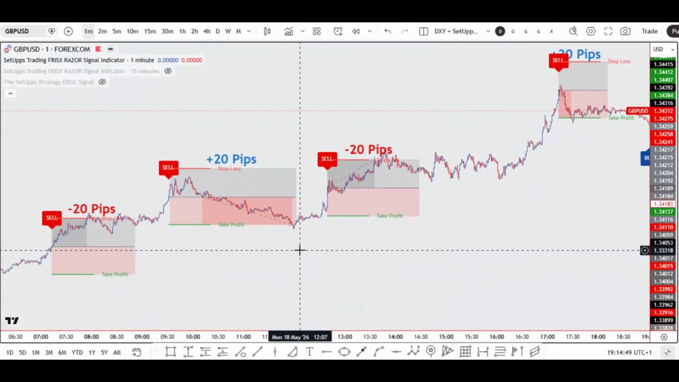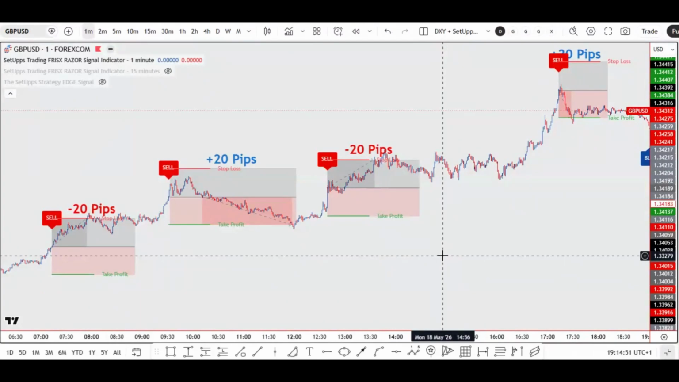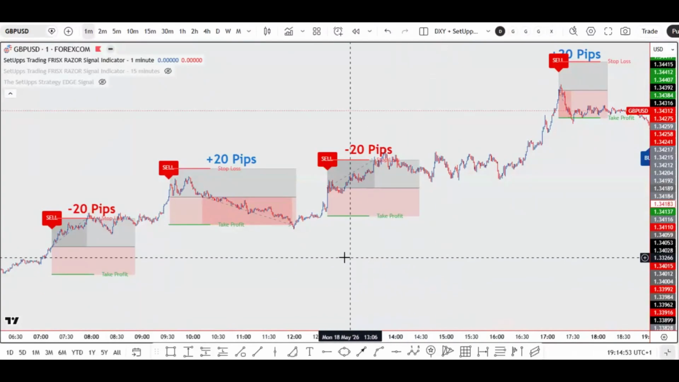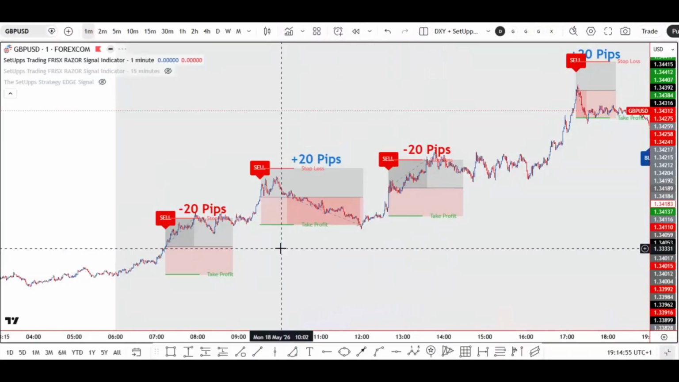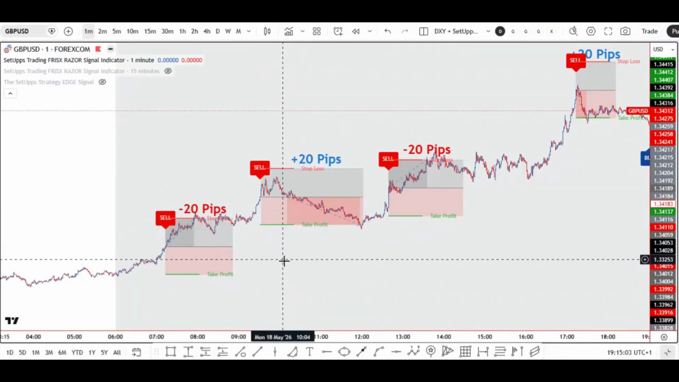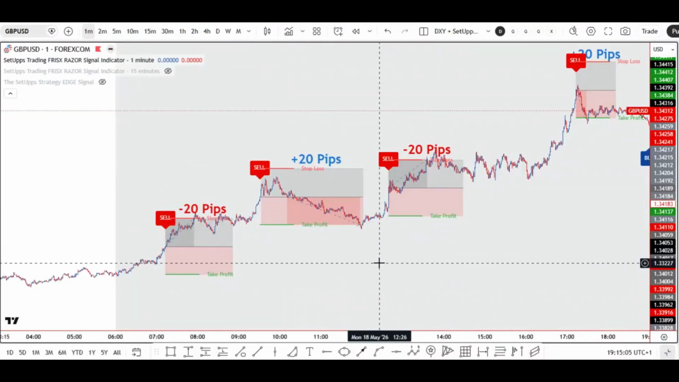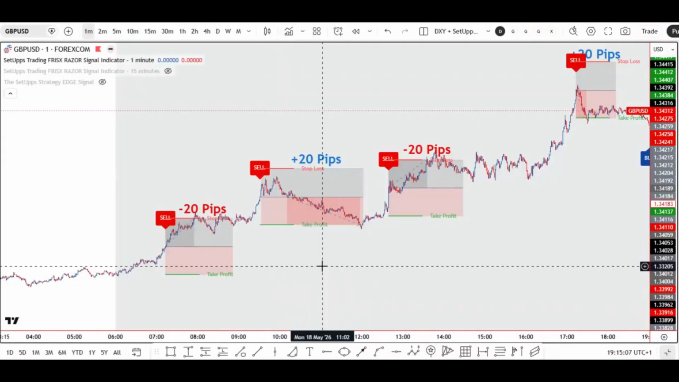indicator, signal indicator, for the past 5 to 6 weeks, and it's showing how profitable it is. And as I've said in my previous videos, no indicator is going to be 100%. There's no such thing in trading. However, using a signal teaches me to be more disciplined.